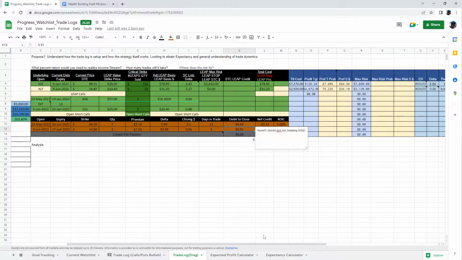Keeping total of latest price, our most recent price. And that was just because on Friday, I went and looked at how the trades were performing. I can see where my short calls are at, and then it'll give me a general idea of what I'm looking at.